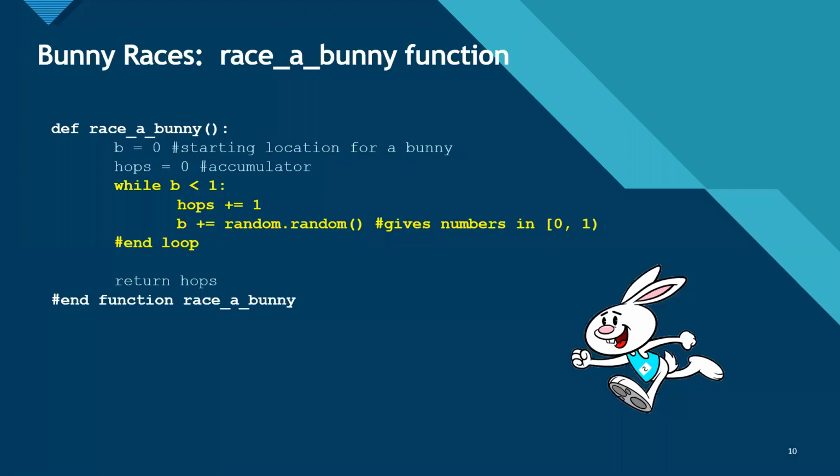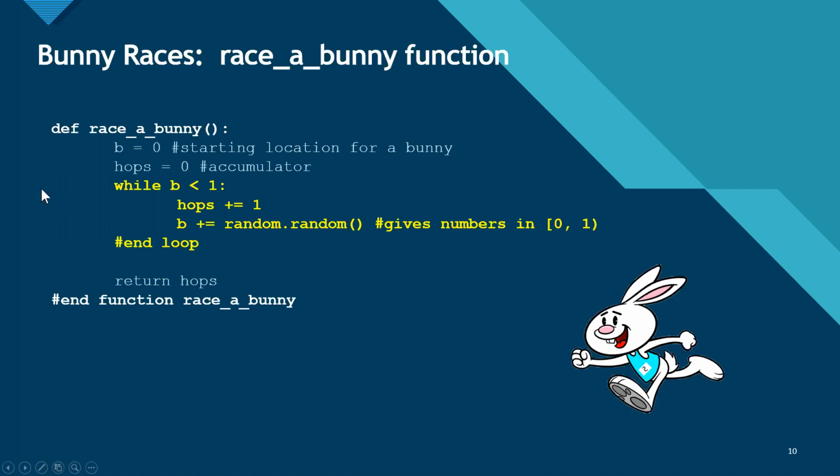This is the final code for bunny race. We are going to actually type it out in a moment, but let me give you the high-level view of it. Notice I've got a define race a bunny function, no parameters, colon, and all the stuff is included, including the return.